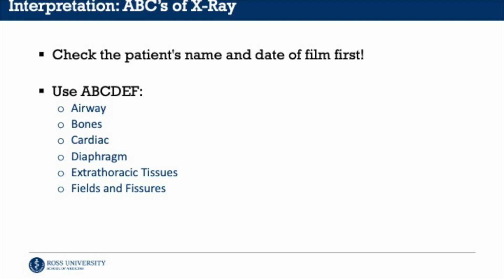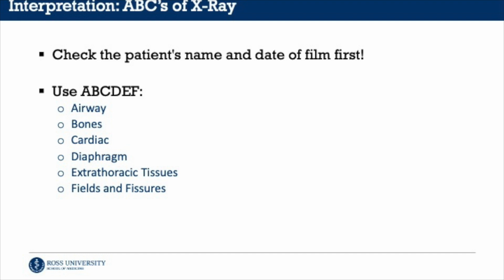Always check the patient's name and date of film first, but using the ABCDEF mnemonic, we look at airway, the bones, cardiac, meaning the heart, the diaphragm, extrathoracic tissues, and the fields and fissures. And we'll break those down momentarily.